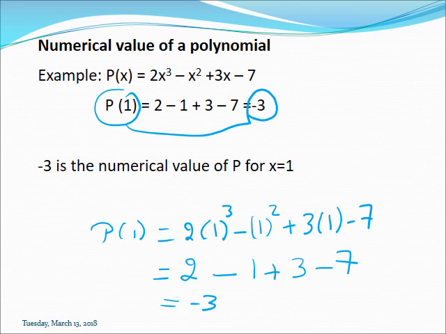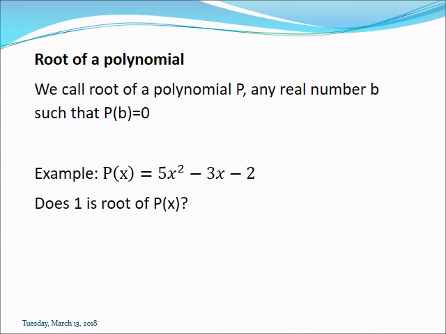We can say that minus 3 is the numerical value of P for x equal 1. Root of a polynomial. We call root of a polynomial P any real number b such that P of b equals 0. Example, P of x equals 5x squared minus 3x minus 2.